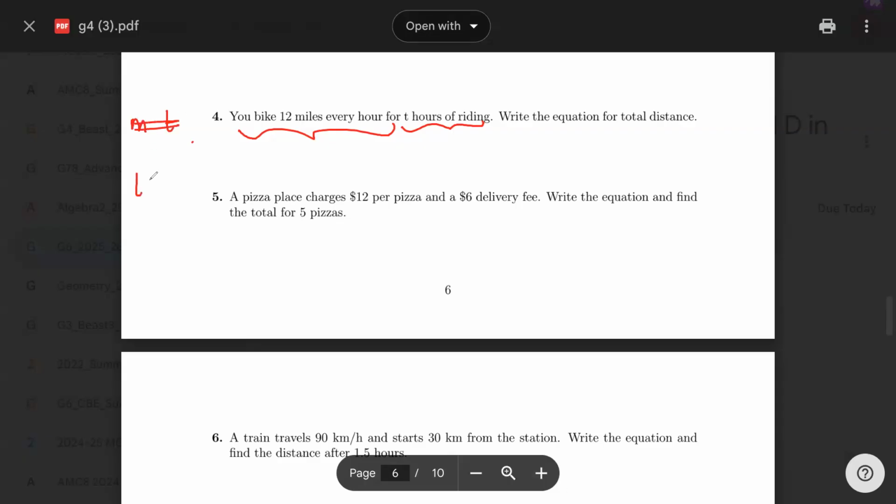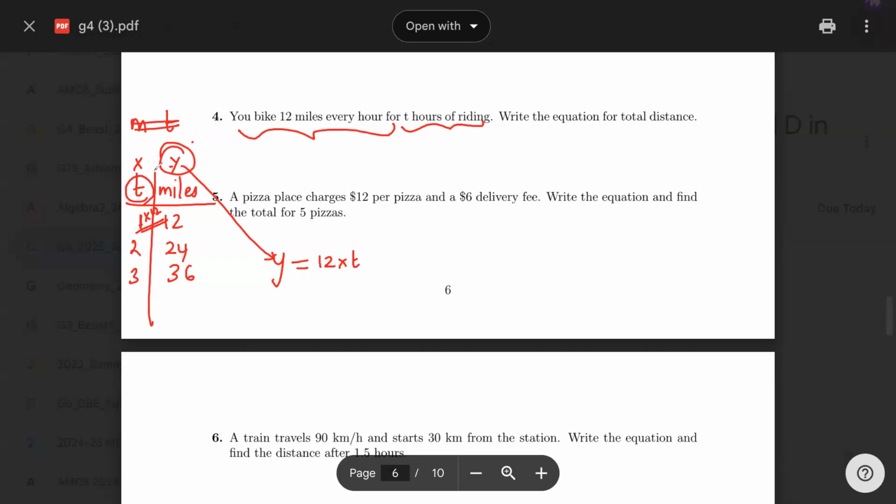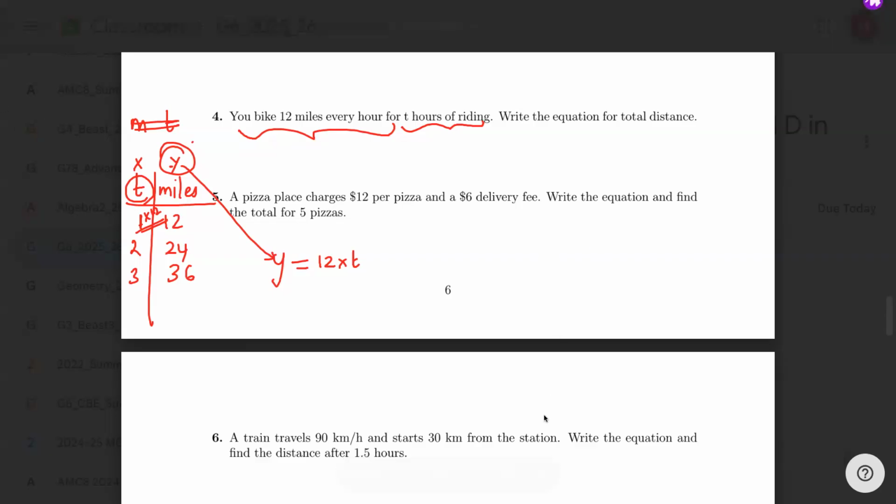So t is my input. If time is there, it's always input. X, and then the miles, that's the y. Now 12 miles every hour means 1 hour 12 miles, 2 hours 24 miles, 3 hours 36 miles. How do I write the equation? My distance y will be equal to what? 12 times t, right? So my y will be equal to 12 times the input t. Make sense? Aniket, your variables are incorrect. Did you see that?